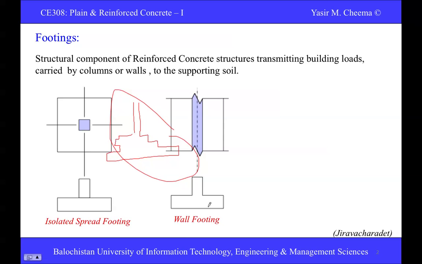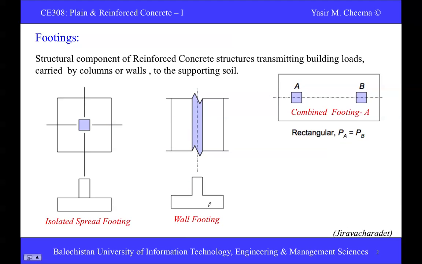Further, you will see next some kinds of footings. So this is a rectangular footing. This is a combined footing. You see, this is a combined footing for two columns together. Here you see it's one column, and for this it's this kind of footing, spread footing, isolated spread footing.